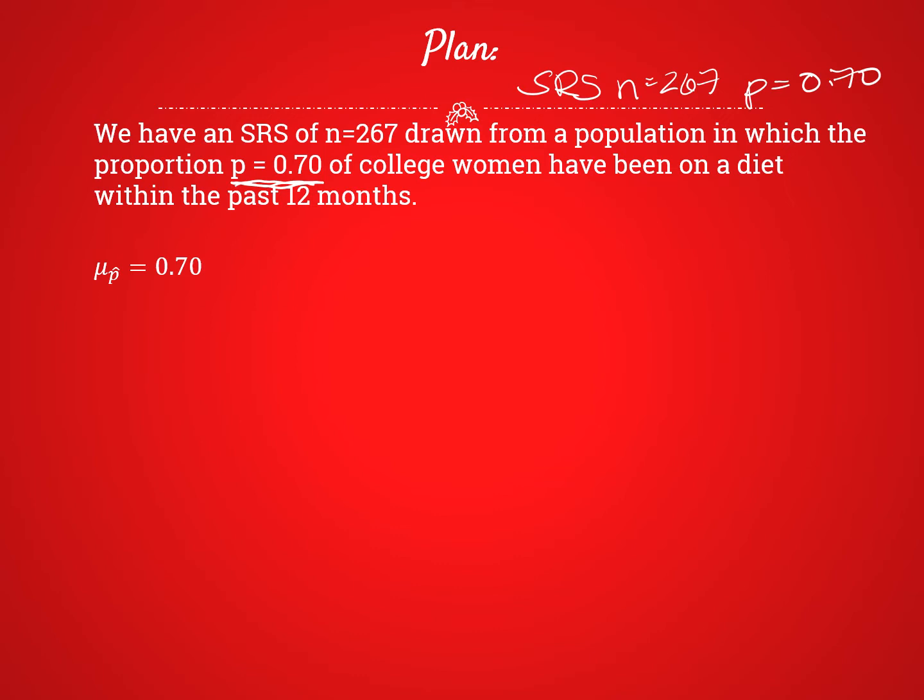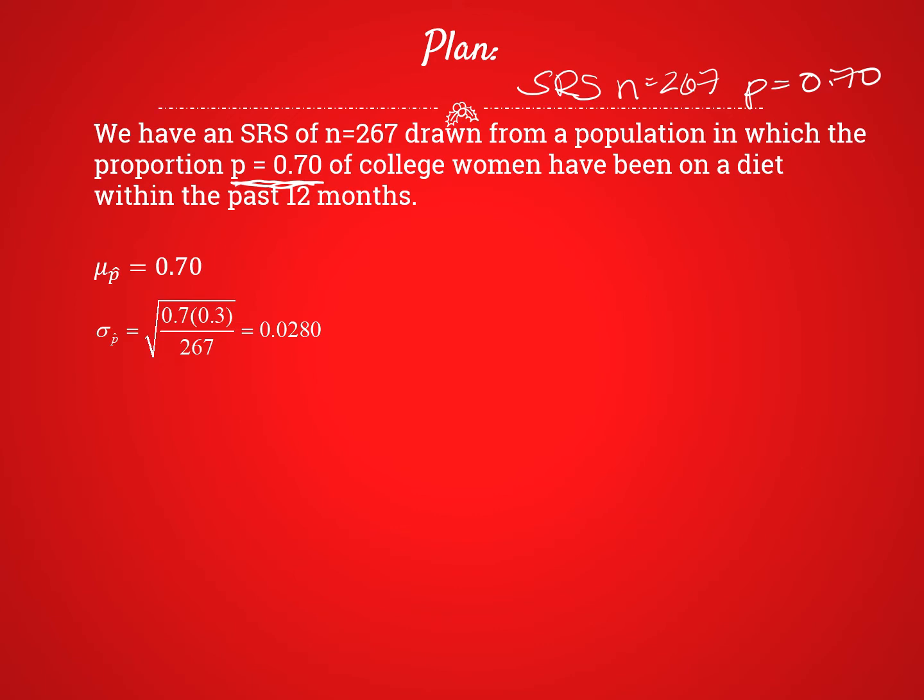And mu of my p hat is always going to estimate that parameter. Okay, so then I need standard deviation. Well, I've got to use that big formula: the square root of p times 1 minus p divided by n. So great, I've done my SRS, I've done my mean, I've done my standard deviation.